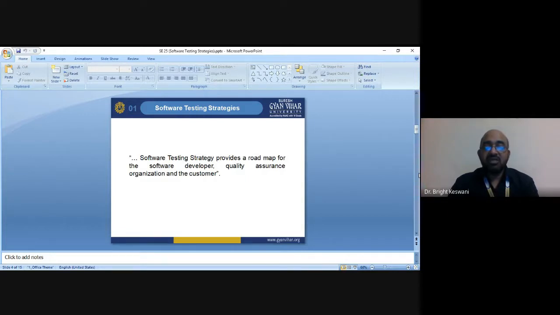Then testing is conducted by the developer, and for large projects by an independent test group. When you are talking about a small project, a single tester or a developer may conduct the testing. But when you are talking about a large or complex project, then a separate independent group should be there for testing purposes only. Testing and debugging are different activities, but debugging must be accommodated in any testing strategy.